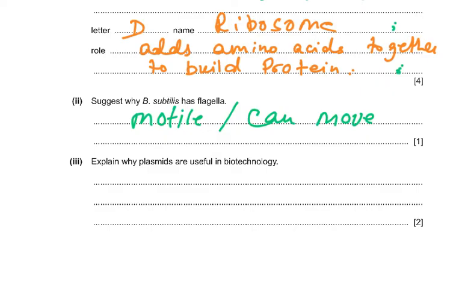Then it says explain why plasmids are useful in biotechnology. Why? Because we take out these plasmids and then we insert certain genes in them. We put in the gene for insulin. We take out a plasmid, put a gene for insulin, then we put this recombinant plasmid back into a new bacteria. You see, we first destroyed the bacteria when we take out the plasmids. Then we cut the plasmid and we add the gene of interest.